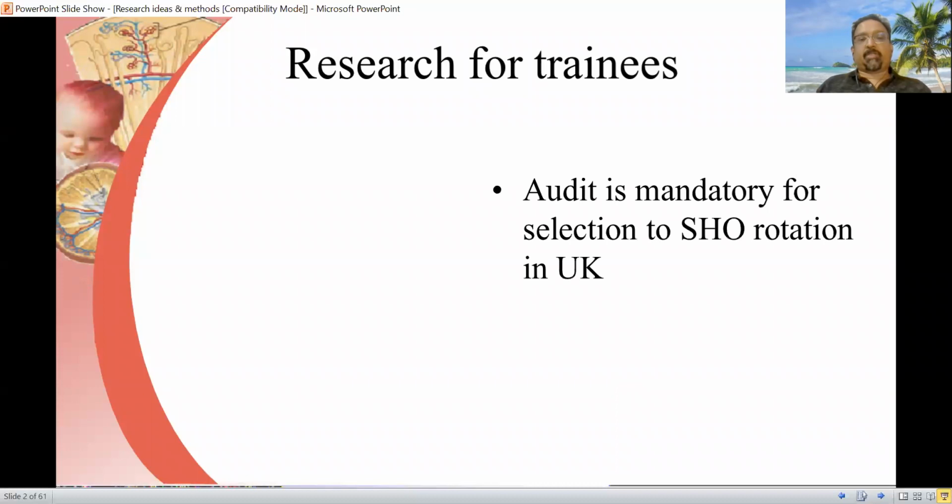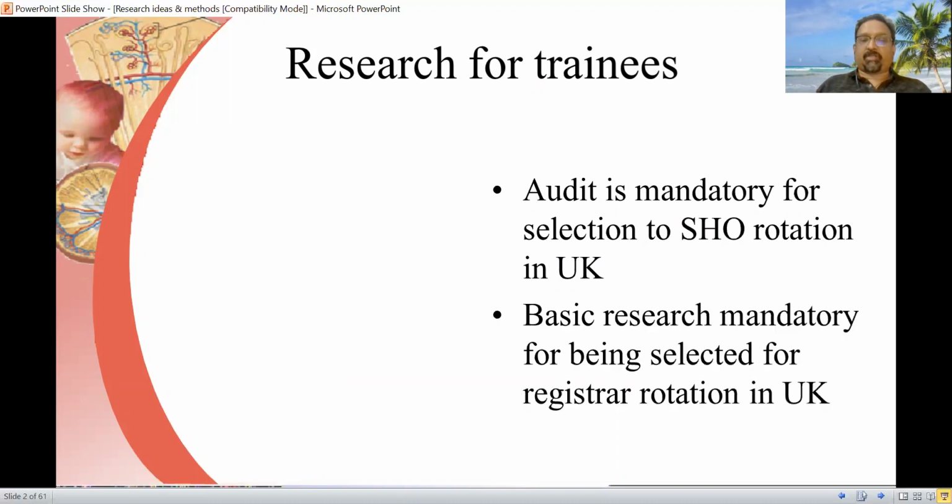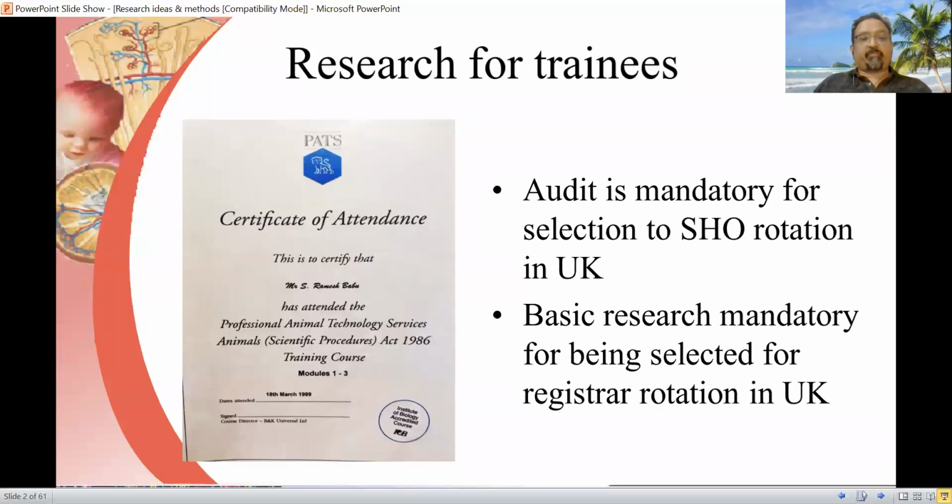Now, in the United Kingdom, audit is mandatory for selection to a senior house officer rotation, whereas basic research is mandatory for being selected for a registrar rotation in the UK. So before we actually start these rotations, they expect us to go through these trainings.